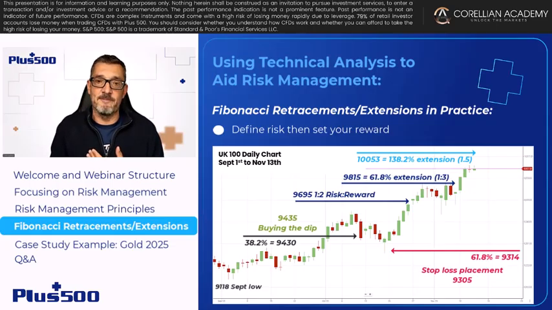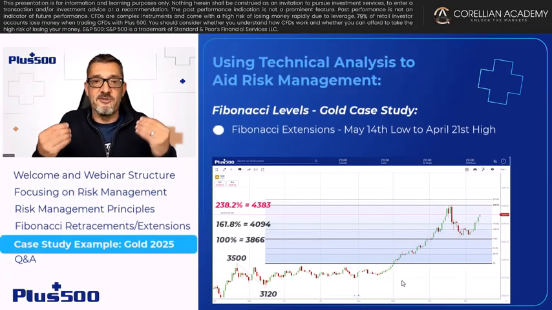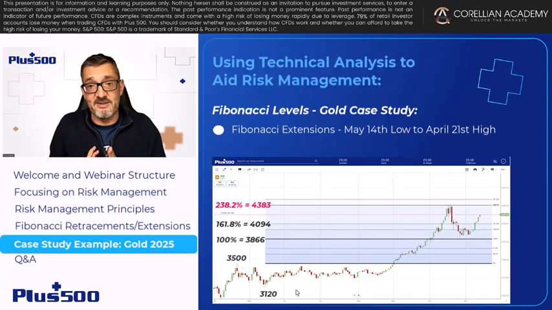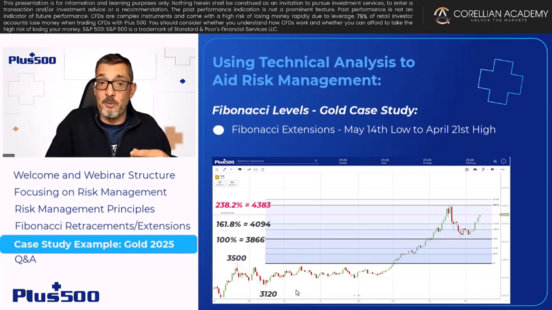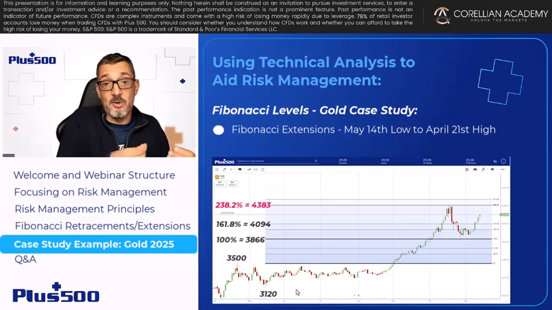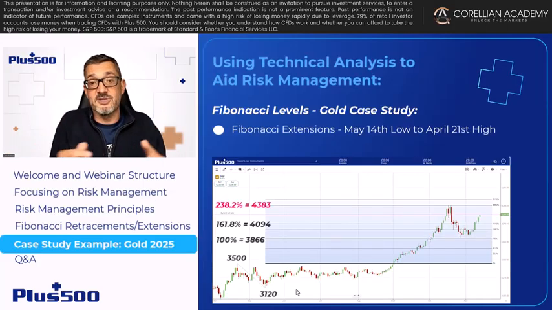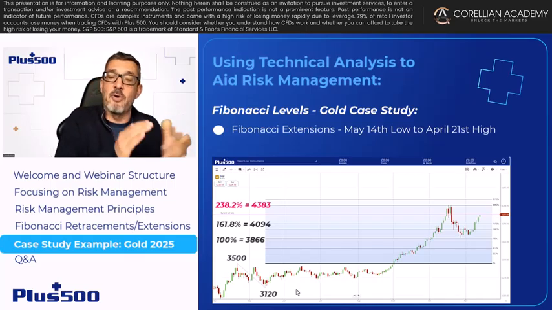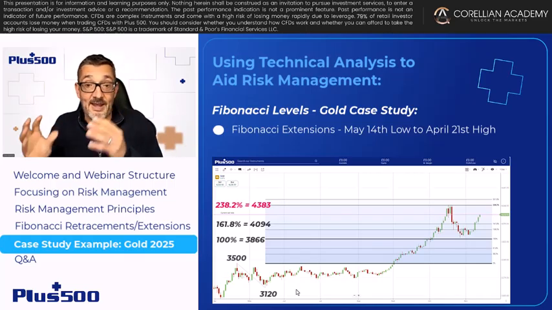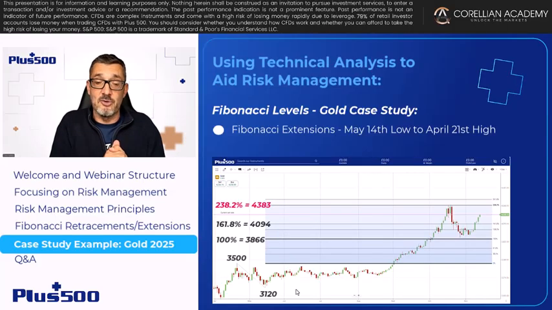Now, before I wrap up, let's bring everything I've covered to life using a real-world example of gold. Here, I'll take a look at recent price activity in gold and explore how those Fibonacci retracement and extension levels could have helped to identify potential entry points after a correction, set logical stop loss levels beneath key retracement zones, and define profit targets using Fibonacci extensions, offering structured, high probability exits. This is where technical analysis meets risk management, using structure to guide your decisions and not emotion.